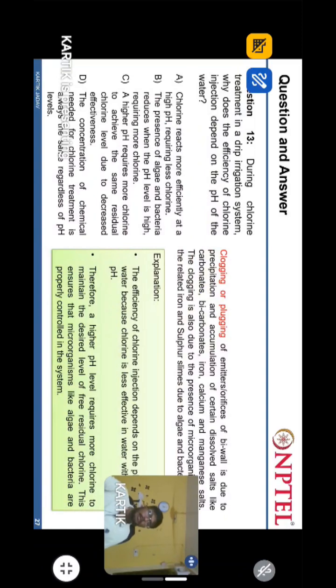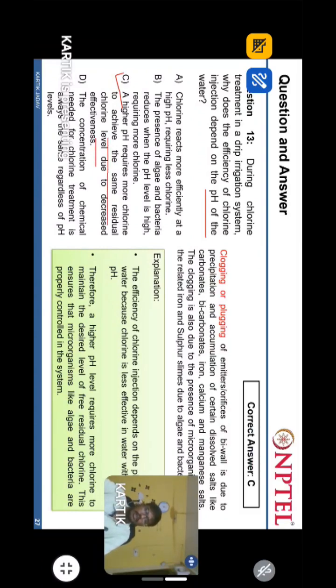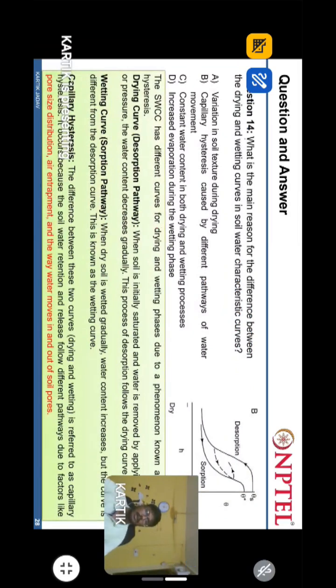So next question, question number 13. During chlorine treatment in a drip irrigation system, why does the efficiency of chlorine injection depend on the pH of water? I think we have already discussed this question. At a higher pH, it requires more chlorine to achieve the same residual chlorine level due to the decreased effectiveness. Option C is correct.